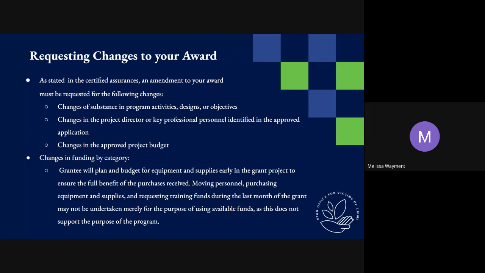Now, changes in funding by category. The grantee will plan and budget for equipment and supplies early in the grant project to ensure the full benefit of those purchases received. Moving personnel, purchasing equipment and supplies, and requesting training funds during the last month of the grant may not be undertaken merely for the purposes of using available funds, as this does not support the purpose of the program. So essentially, we're asking you to pay close attention to your budget throughout the year. Request those amendments as early as possible so that you can get the most benefit in that award year for those funds.